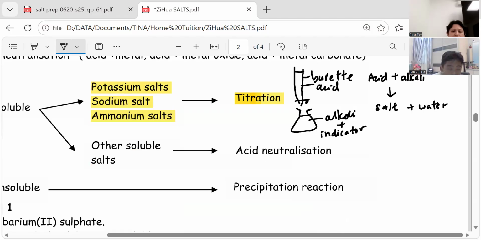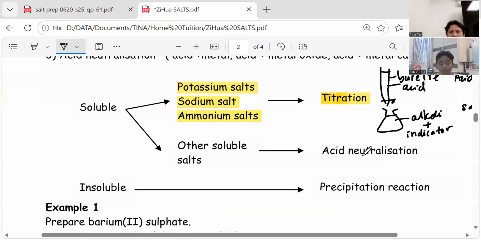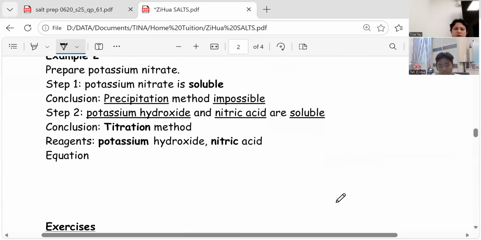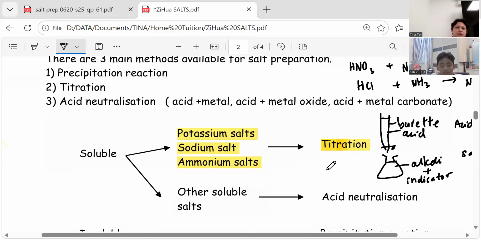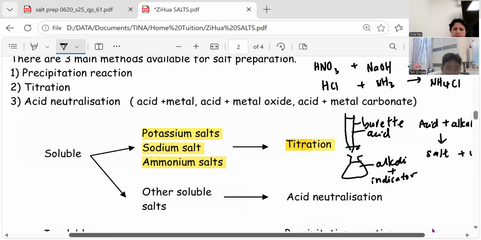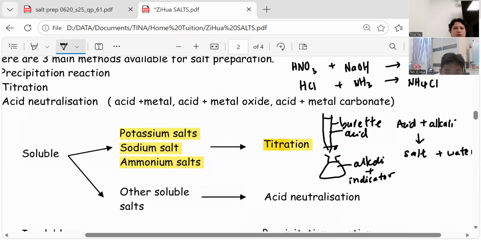Now, if it's a soluble salt, but it's not these three, then you use a method called acid neutralization. Okay? Right. I'm going to take a screenshot of this and move it somewhere else.